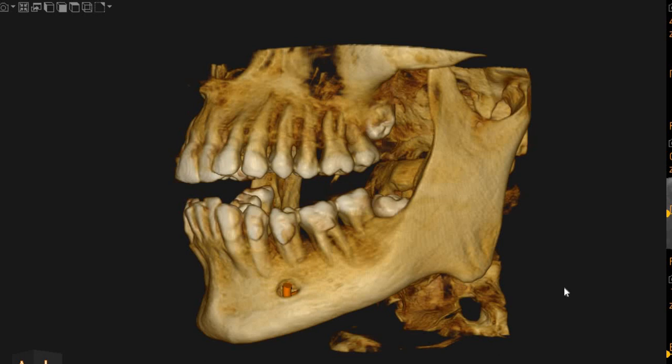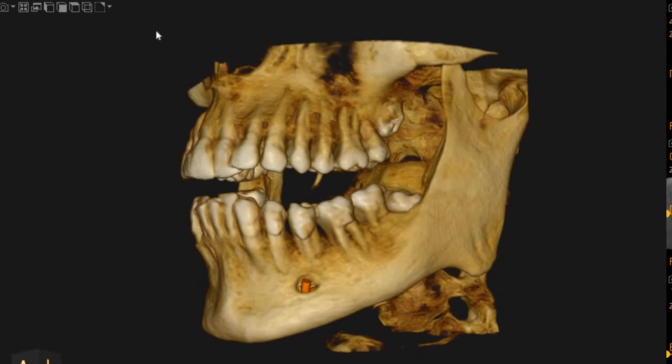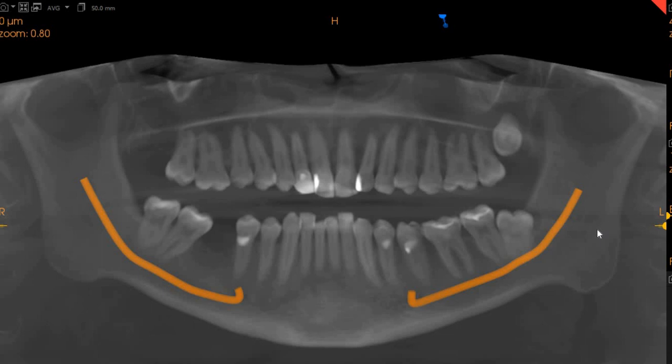This is the CBCT of the patient that you had requested. The area of interest is the lower left eight and its relationship to the inferior alveolar nerve. Now, on the panoramic view, you can see that the lower left eight is impacted vertically, with half of the tooth under the ramus, and we've got the inferior alveolar nerve in complete close approximation to the wisdom tooth apex.